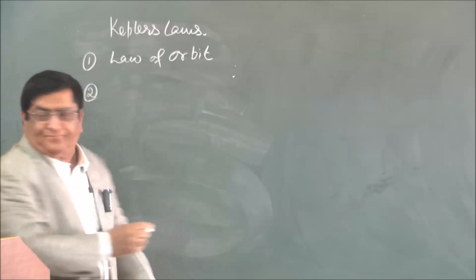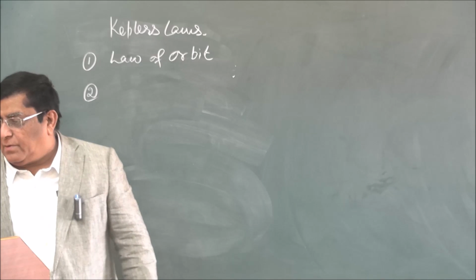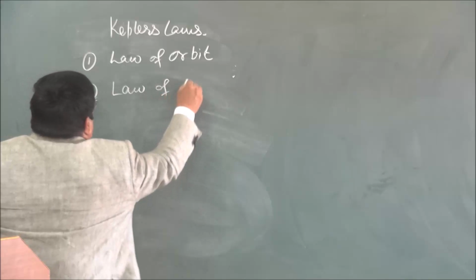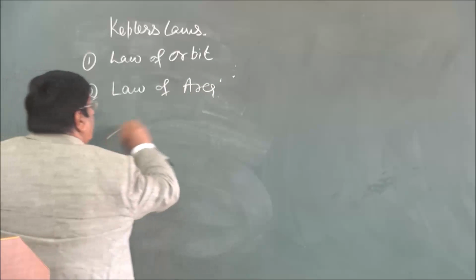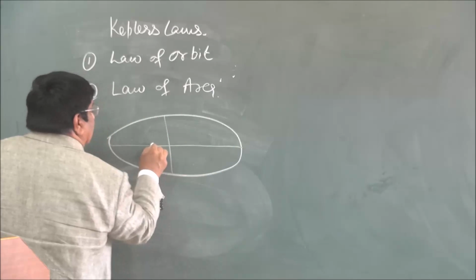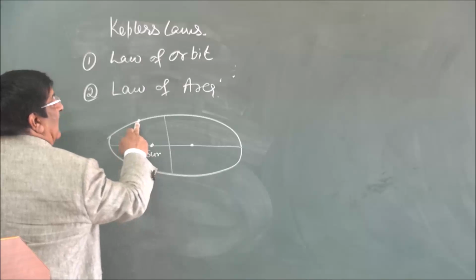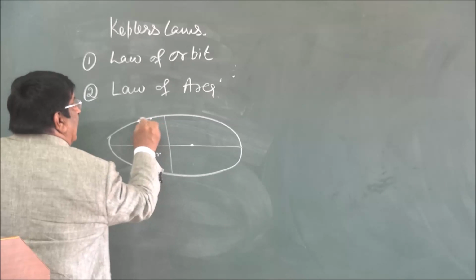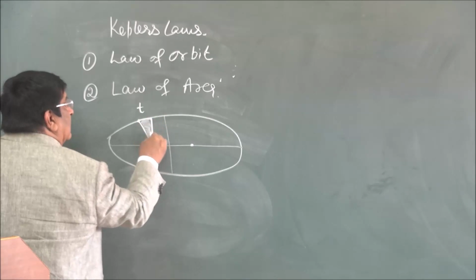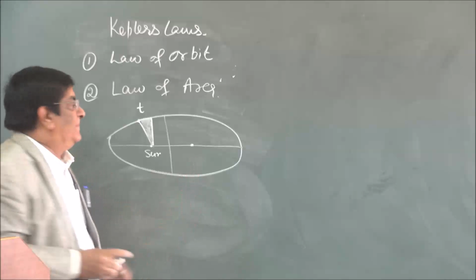That is area. We can call it the law of area. Law of area says, when Earth is here and it moves to some distance here in the time t, then this is the area swept by this radius. Area swept by the radius.